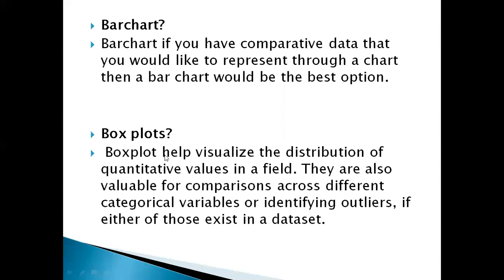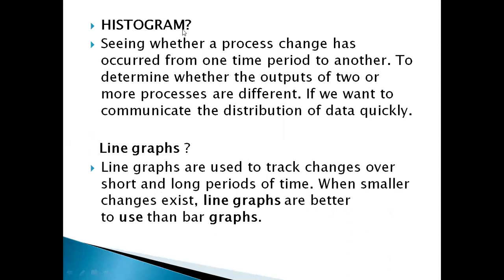And box plot is used to show the distribution of quantitative values in the field. And histogram. When do we use the histogram? To see whether a process change has occurred from one time period to another, and to determine whether the outputs of 2 or more processes are different. Then line graphs. Line graphs are used to track changes over short and long periods of time. So when smaller changes exist, line graphs are better to use than bar graphs.